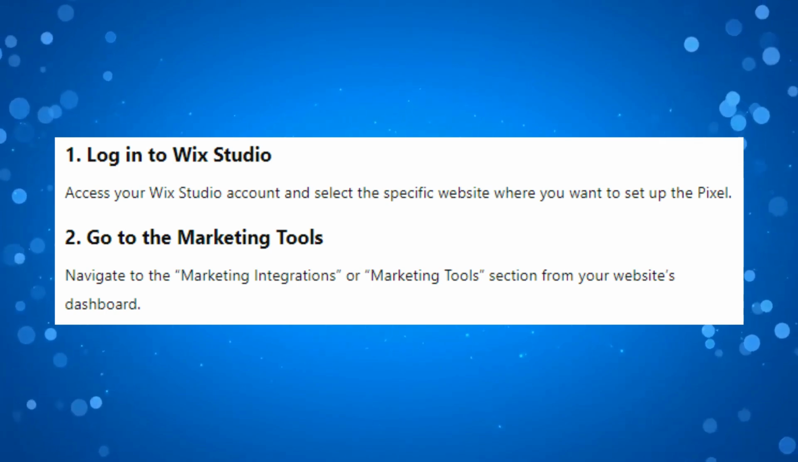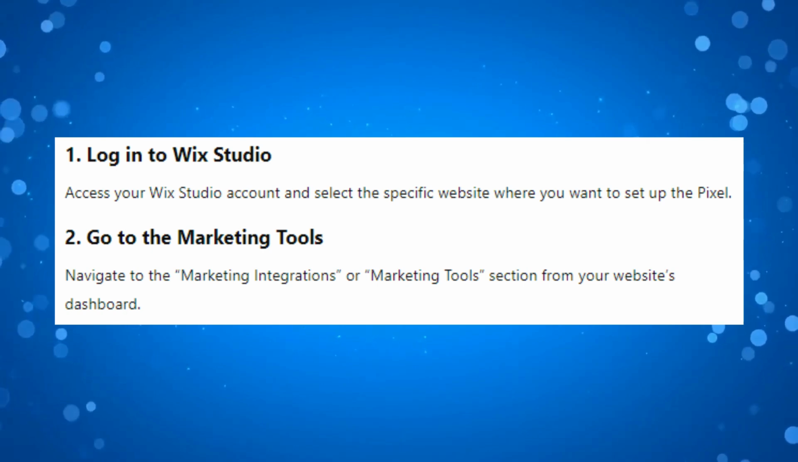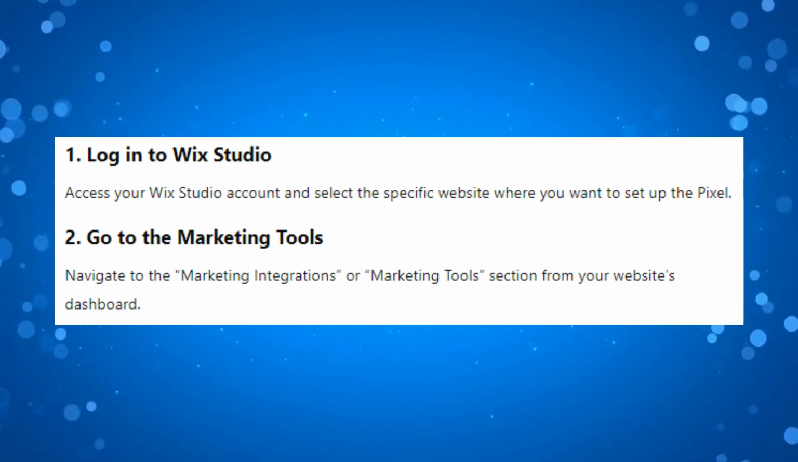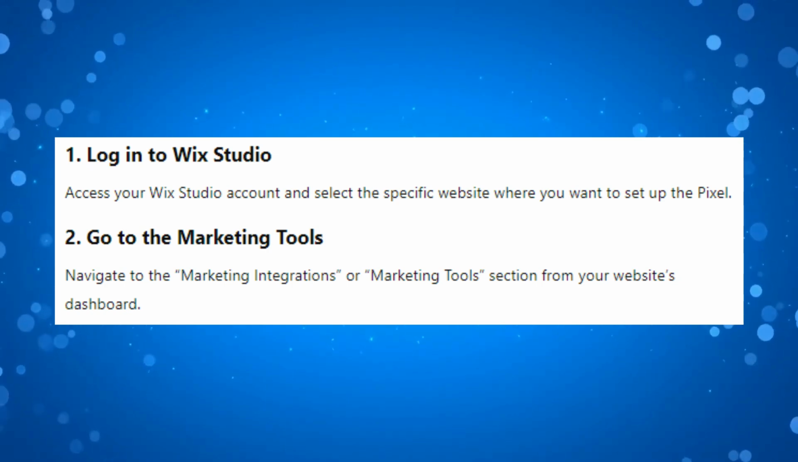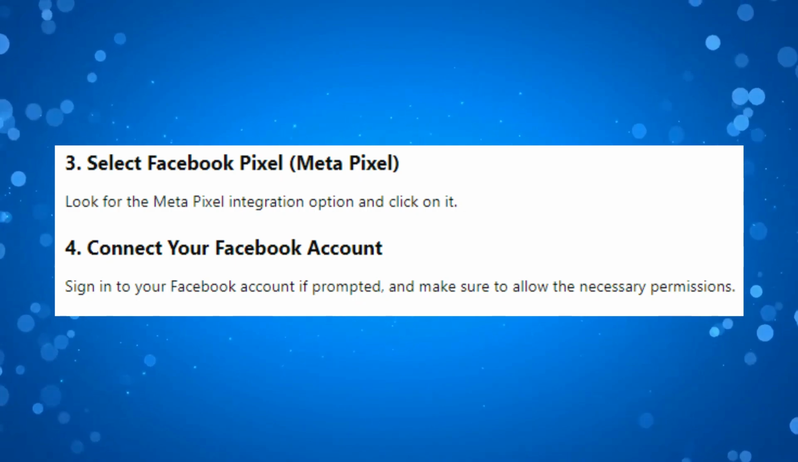The first thing you're going to want to do is log into Wix Studio. So you want to access your Wix Studio account and select the specific website where you want to set up the pixel. What you then want to do is navigate to the marketing integrations or marketing tools section from your website's dashboard. Now for Facebook, what you want to do is look for the Meta Pixel integration option and click onto it.